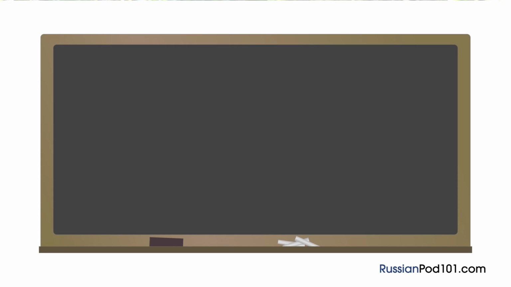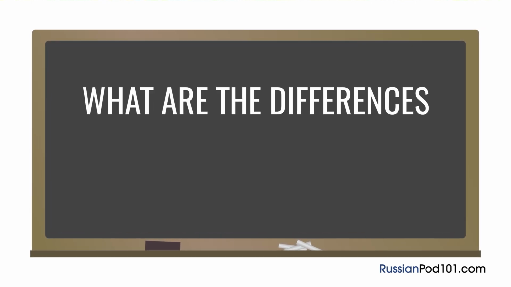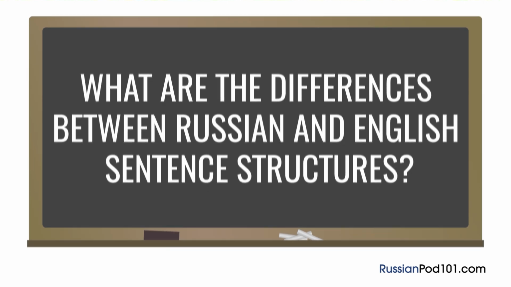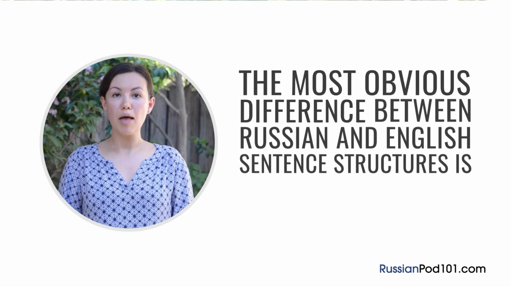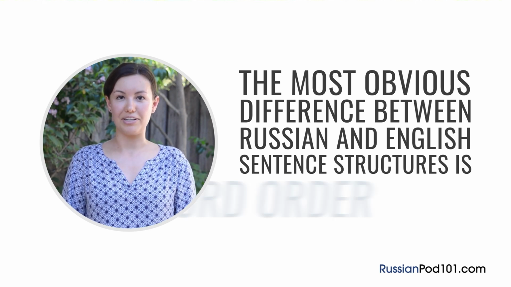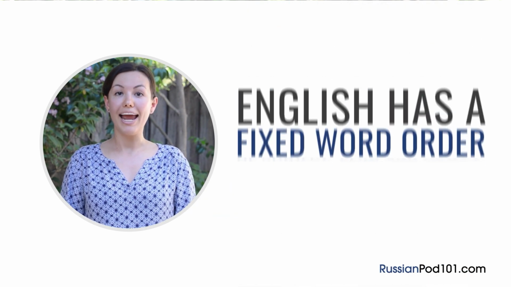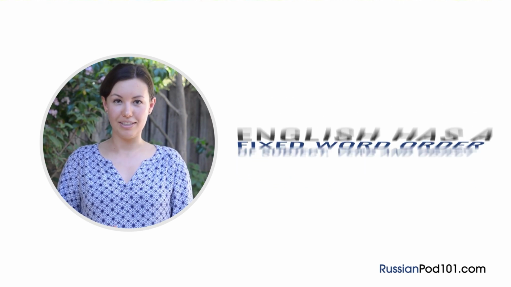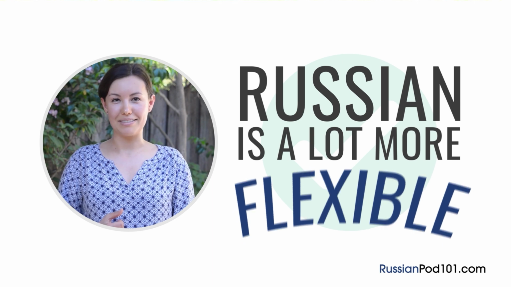The question for today is, what are the differences between Russian and English sentence structures? The most obvious difference between Russian and English sentence structure is word order. English has a fixed order of subject, verb, and object. Russian is a lot more flexible.